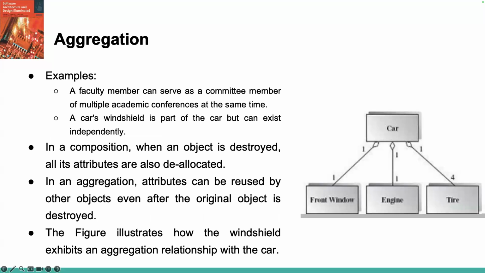So this is an example. A faculty member can serve as a committee member of multiple academic conferences at the same time. A car's windshield is part of the car but exists independently. In a composition, when an object is destroyed, all its attributes are also deallocated. In aggregation, attributes can be reused by other objects even after the original object is destroyed.